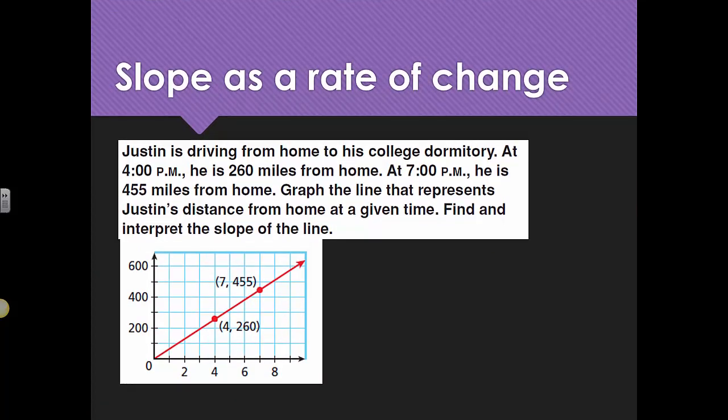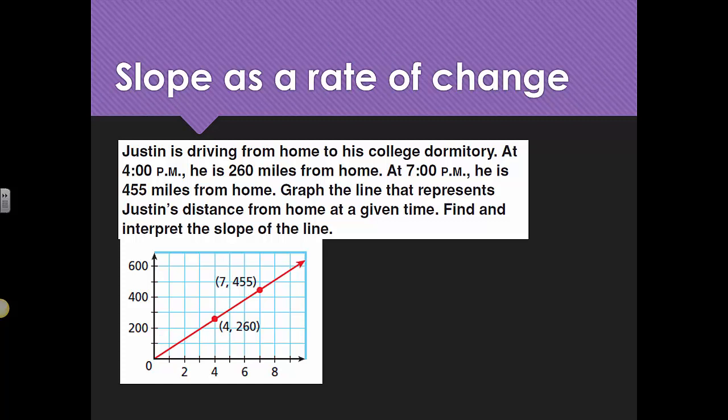Okay, so slope can also be used as a rate of change, and that just means that you're going to give it units and you're going to talk about how fast something is increasing or decreasing. So if we look at this example, Justin is driving home from his college dorm at 4:00 p.m. He is 260 miles away from home, and at 7 p.m. he's 455 miles away from home. So we graph the line here that represents his distance from home at any given time, and we're going to find and interpret the slope of this particular line.